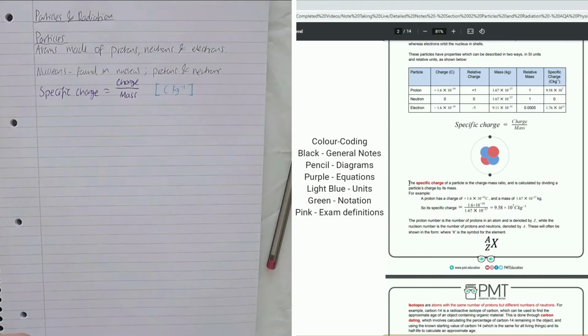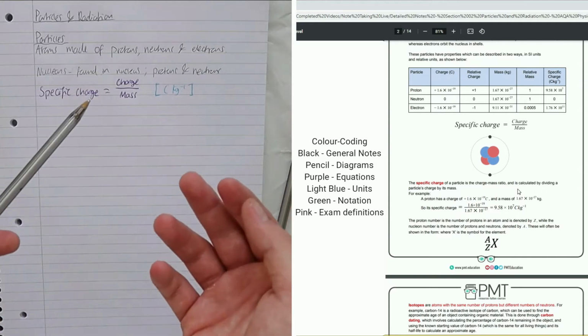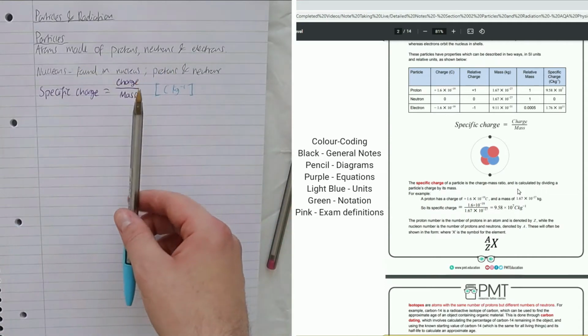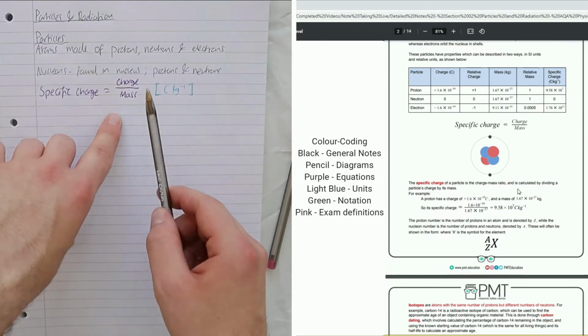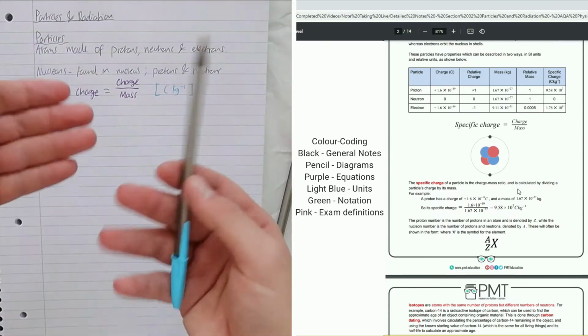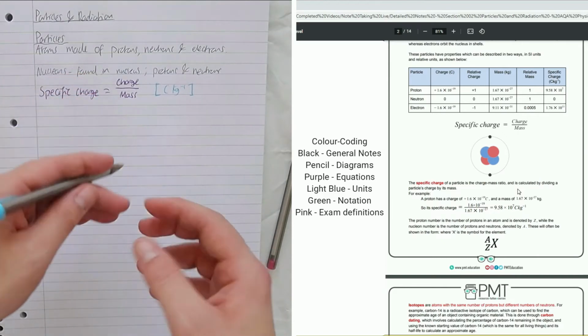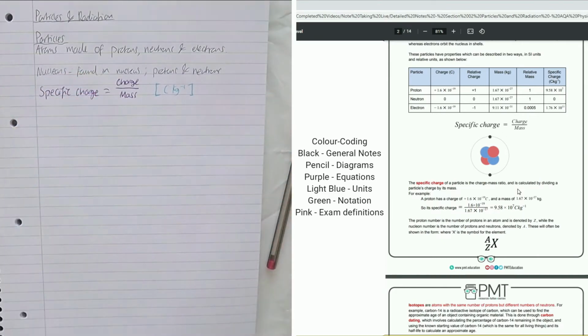So here it says the specific charge is the charge to mass ratio. So you can kind of ask yourself whether or not you want to write that down. Now for me personally, I know that if you divide one number by another, you can always say that that's a ratio, or it's a division, or it's a charge per unit mass. I know that instinctively, so I don't need to write it.